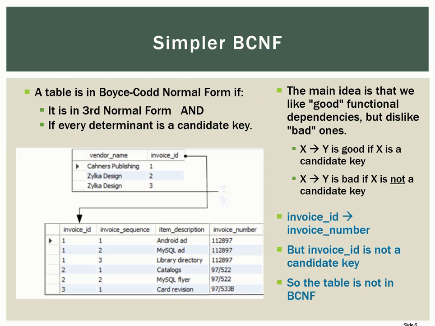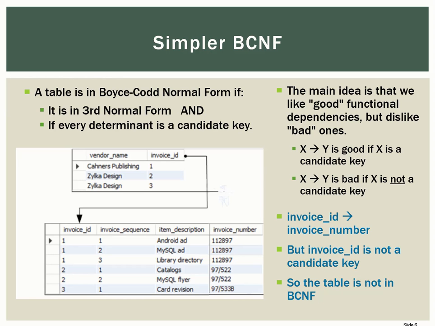And here it is. A table is in Boyce Codd Normal Form if it is in third normal form and if every determinant is a candidate key. So what this means for Boyce Codd is you've got to identify all of the functional dependencies. And if the left-hand side, the determinant, is one of the candidate keys of the table, then we're all good. But if we can find a functional dependency where the left-hand side, the determinant, is not a candidate key, then we're out of Boyce Codd.